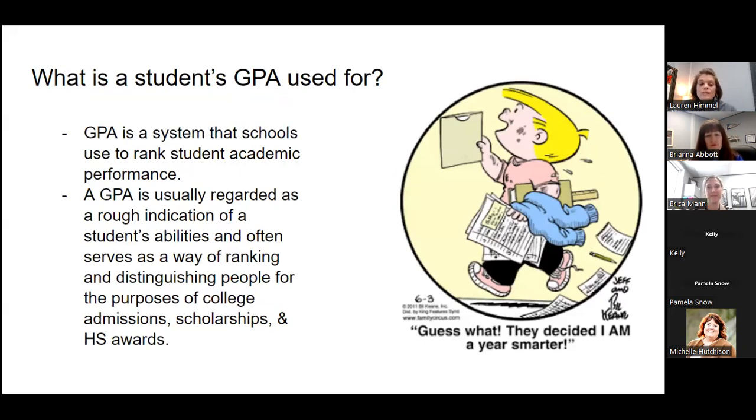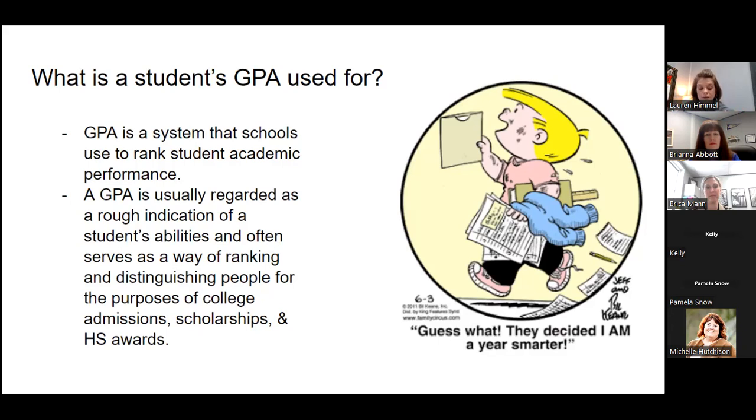So what is a student's GPA used for? First and foremost, it's that ranking system. It is what schools look at for academic performance, and then they rank that academic performance. A GPA is often regarded as an indication of the strengths and abilities of students within the high school setting. Most often, colleges use that GPA for admissions purposes, and it's also looked at for different scholarships and certain high school awards, where it's often referenced.